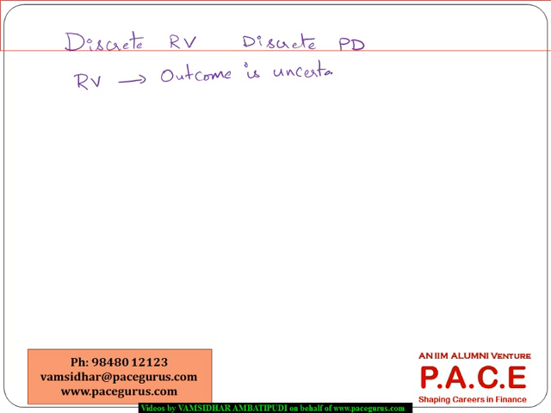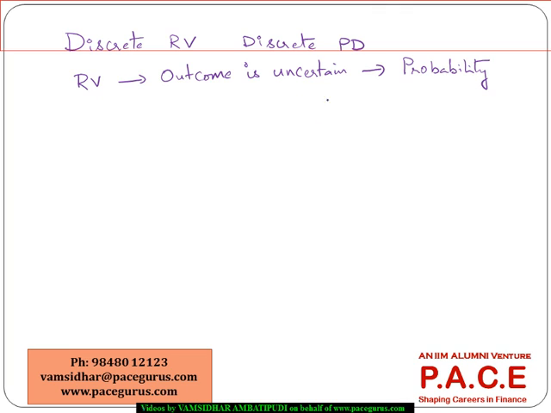So initially, let me get started with discrete random variables, or discrete probability distributions. A random variable is nothing but a variable whose outcome is uncertain. If I look at it in simplicity, any variable whose outcome is uncertain based on some kind of probability, we associate it with a random variable.